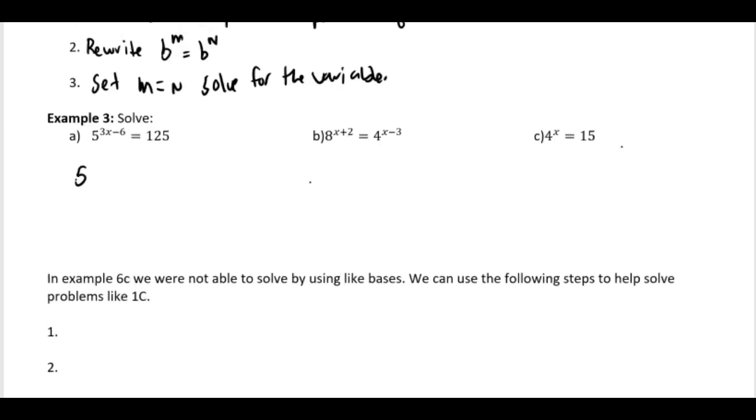Okay, so here I have 5 raised to the 3x minus 6 is equal to 125. I can write that as 5 cubed. Now they have the same base, so I can set the exponents equal to each other and solve for x. So I'm going to add 6 on both sides and divide by 3. So x is equal to 3.